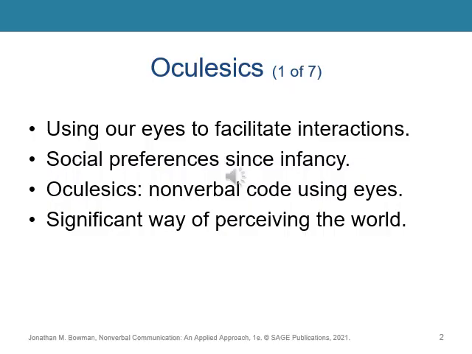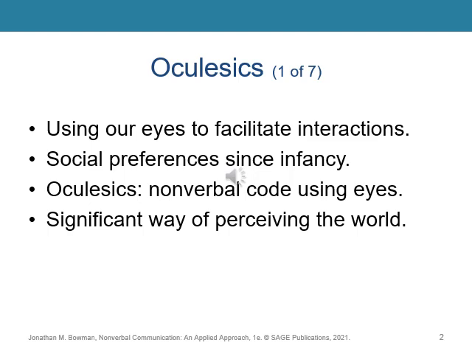We use our eyes to facilitate interactions. This has occurred from our earliest days on Earth as humans. In fact, we exhibit social preferences since infancy. Infants look toward people and use their eyes to gain information and develop social preferences, as soon as in the first days after birth. The study of Oculesics is about the nonverbal code dealing with the use of one's eyes to send and receive messages.